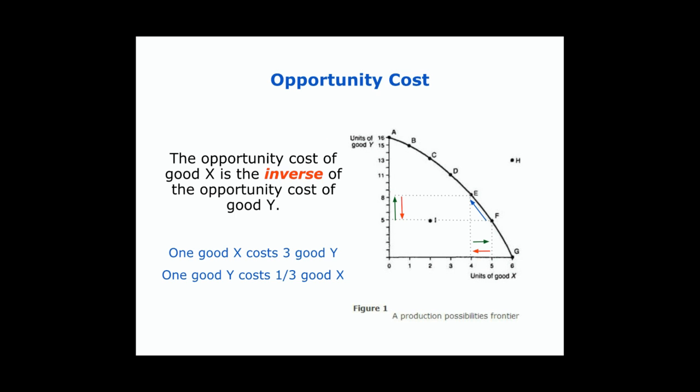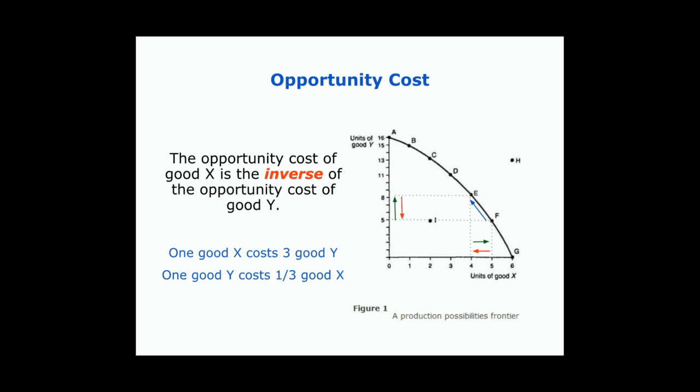And you can notice that the opportunity cost of one good for the other is the inverse of each other. We have to give up one of the goods to get the other one. We have to give up the other good to get the first one. And so there's an inverse relationship between the opportunity cost between the two goods.